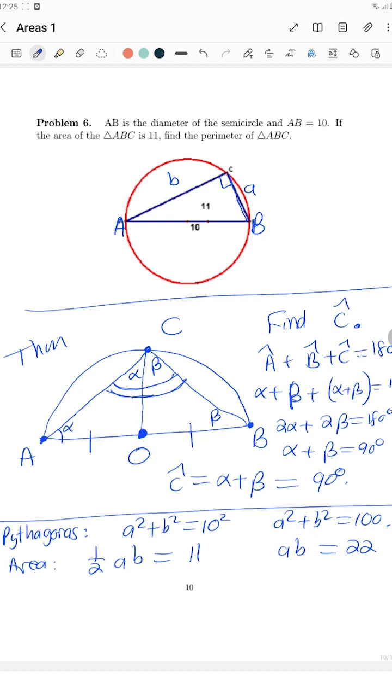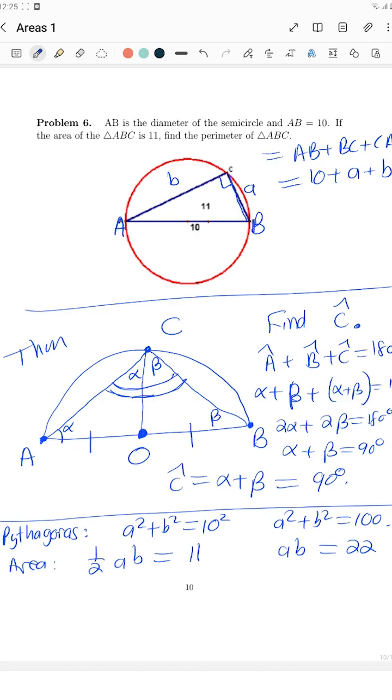Good. All right. And what are we interested in? We're interested in the perimeter. So the perimeter in this case will be AB plus BC plus CA. AB is given as 10, BC we're calling the variable a, and CA is b. So we're interested in 10 plus a plus b.